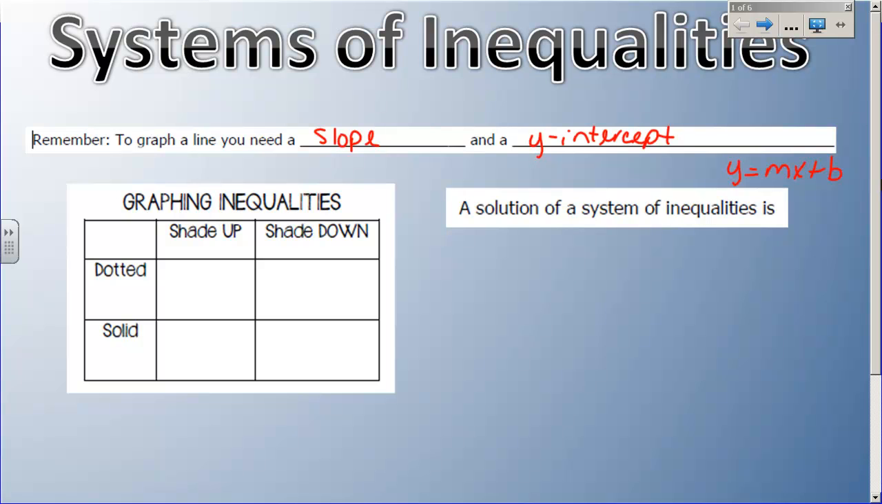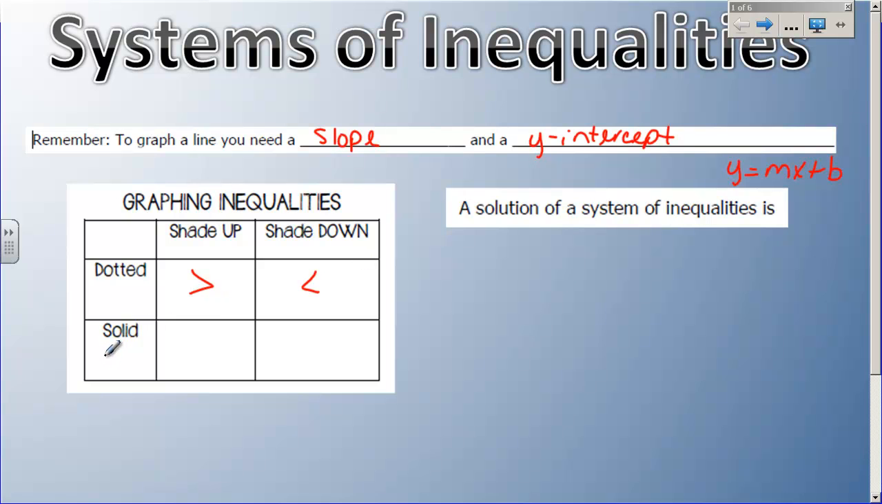So when you graph an inequality, some things to remember. It is going to be a dotted line if your symbol is either greater than or if it is less than. If it is greater than, you will shade up or above the line. If it is less than, you will shade down or below the line.